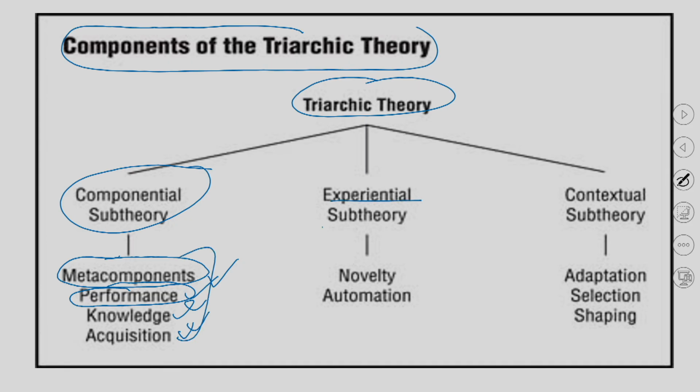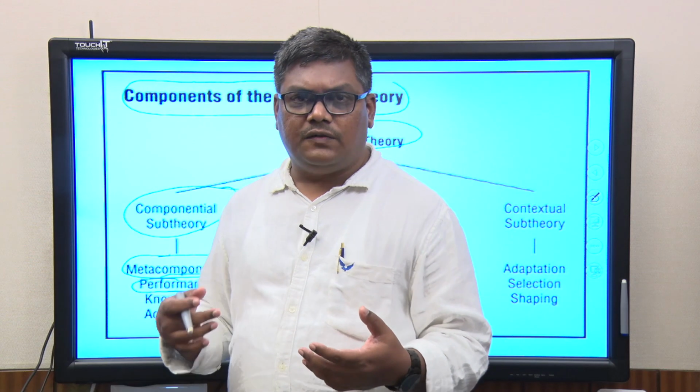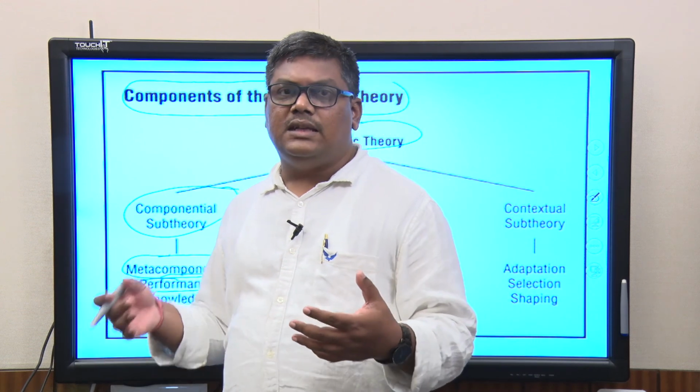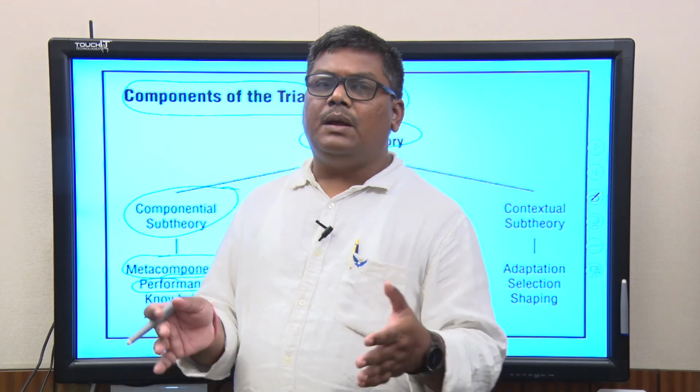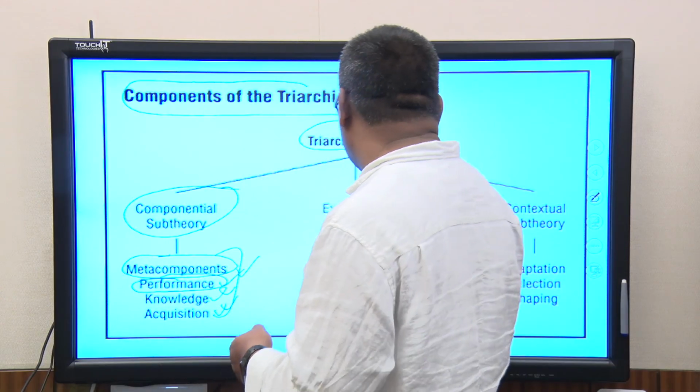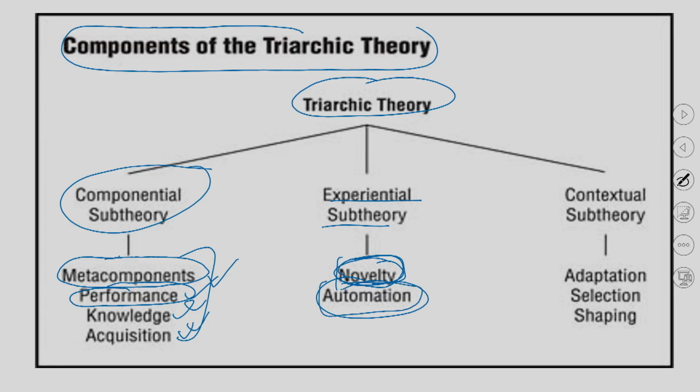Similarly, the experiential subtheory has two components: novelty and automation. For example, in the experiential theory, where experience makes you become intelligent, novelty is a good part. So, how novel you are in your approach and how automatic you are to common day problems will define your experiential intelligence, because the more experience you have with a particular field of research or a particular field of expertise, the more automated you will become, simpler problems will become automatic, and so your solutions will be novel. Whereas, common people will be only attached to simple problems.